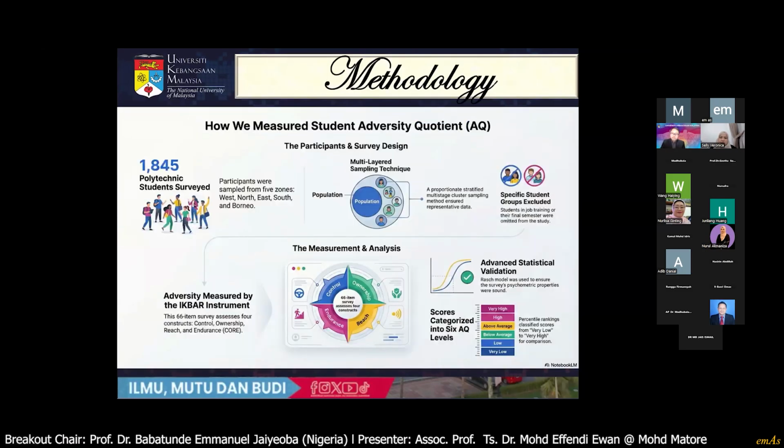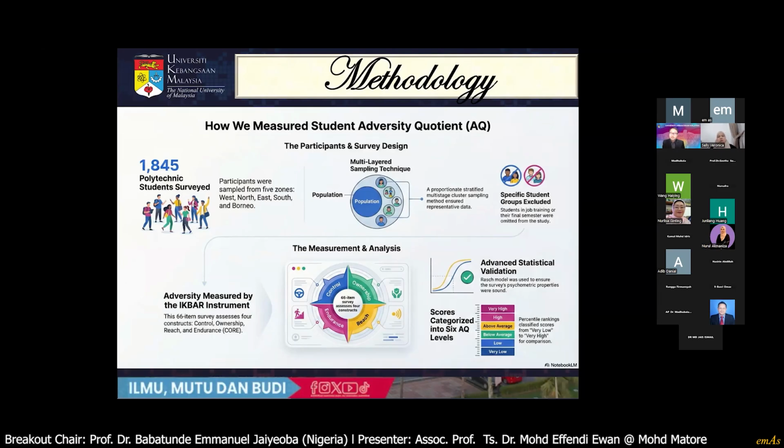Based on my research, for the methodology, we involved 1,845 polytechnic students using a survey, and the participants were sampled from 5 zones: West, North, East, South, and Borneo.